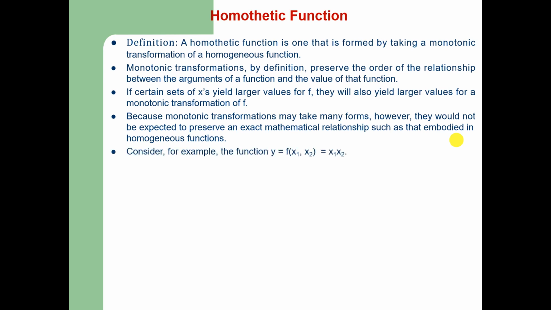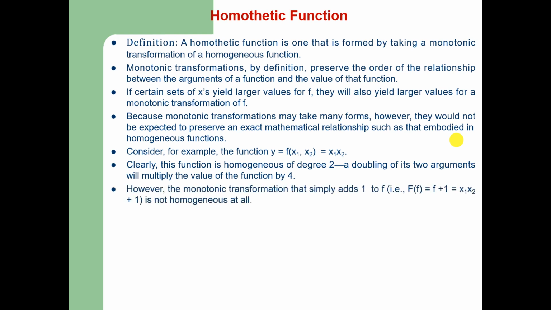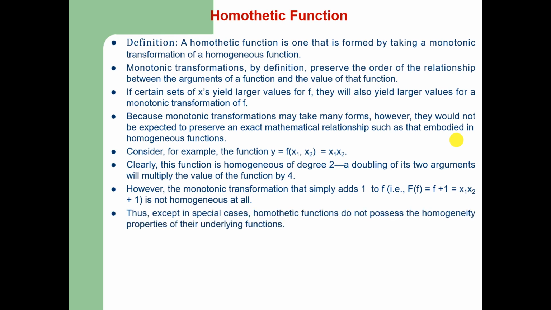Let us suppose we have a function y which is equal to x1 x2. Clearly, this function is homogeneous of degree 2. So if you double its arguments, it will multiply the value of the function by 4. However, the monotonic transformation which simply adds 1 to a function, then f plus 1 will be equal to x1 x2 plus 1, and that is not homogeneous at all. Therefore, except in special cases, homothetic functions do not possess the homogeneity properties of their underlying functions.